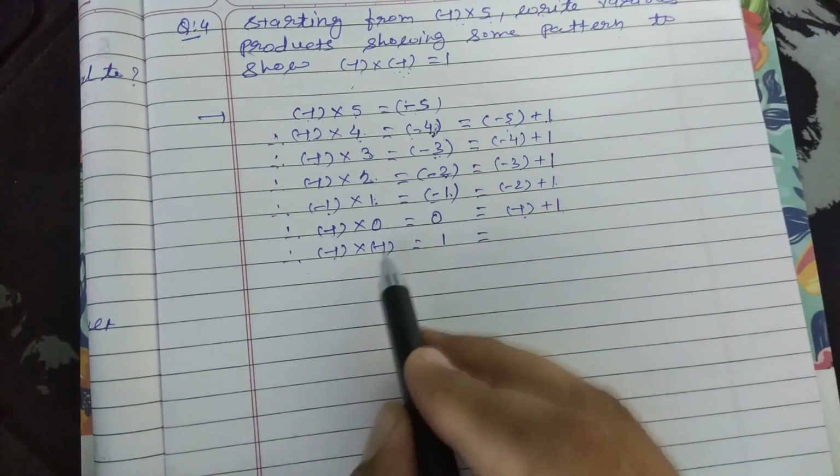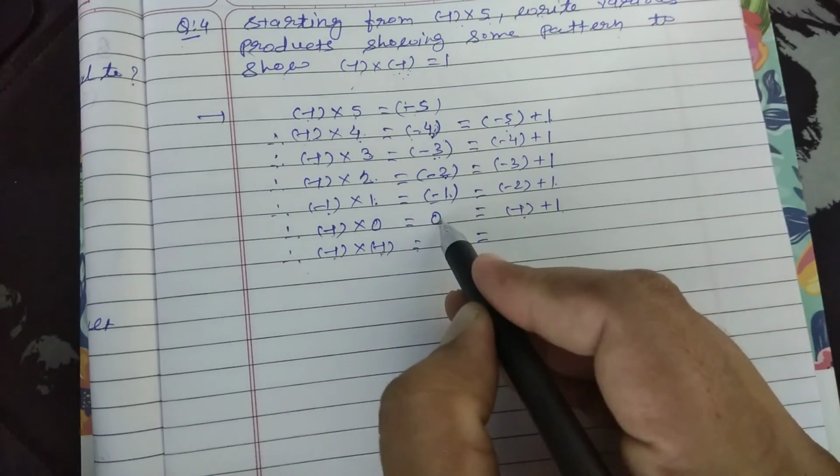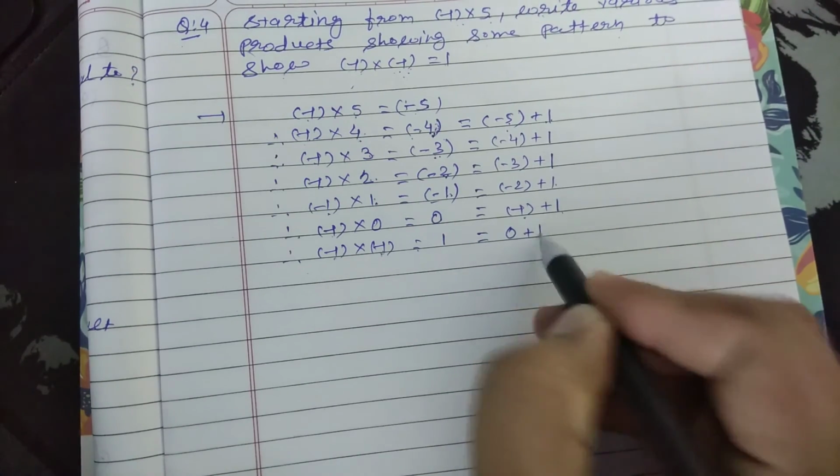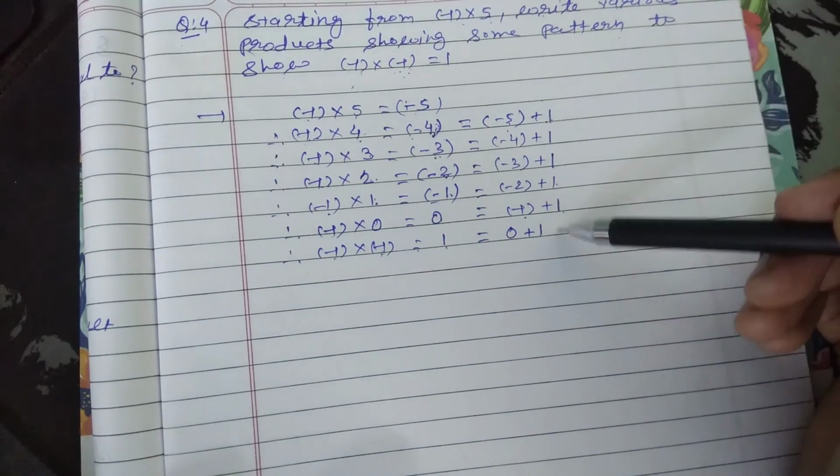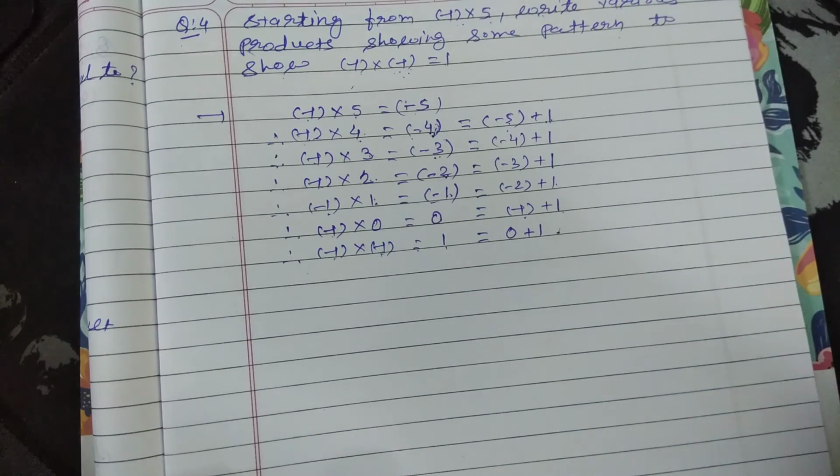So what will be the pattern for this last one? That will be this answer, 0 plus 1, and 0 plus 1 is equal to 1. So this is the pattern for this multiplication.